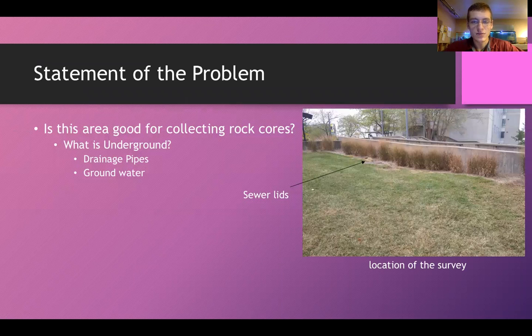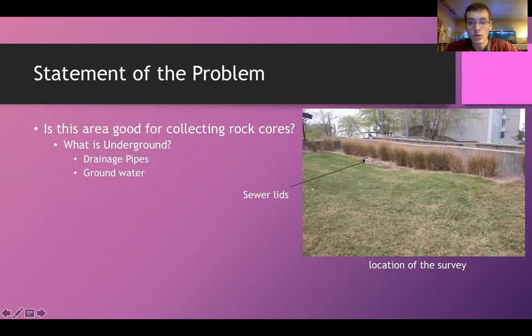So for my project, my survey, I wanted to find an area on NKU property where I could conduct my rock core collection. With rock cores, we're going to be digging into the ground. But NKU has a lot of underground pipes, drainage areas, and even electrical wires that crisscross across campus underground. So I wanted to use resistivity and GPR surveys to find out if there were any underground bodies on this section of hillside right outside the science building.